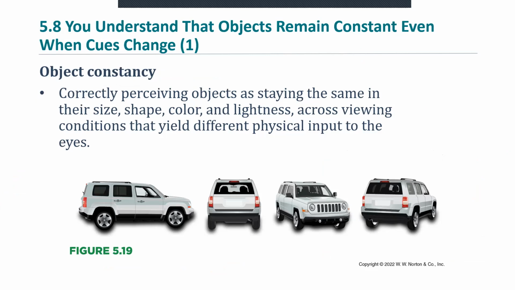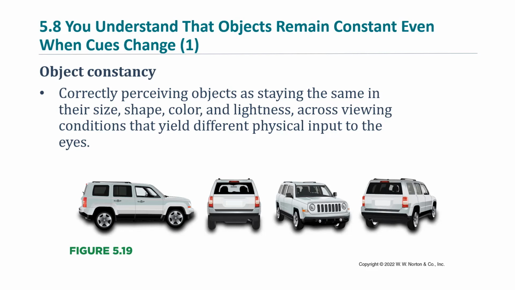Object constancy. Correctly perceiving objects as staying the same in their size, shape, color, and lightness across viewing conditions that yield different physical input to the eyes. Things are constantly shifting in our visual sensation. Let's say a person walks away, they're going to get smaller and smaller on your retina. The sensation is going to change every step away they take. They're going to make a smaller image on your retina, but they're not shrinking.